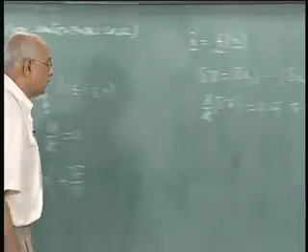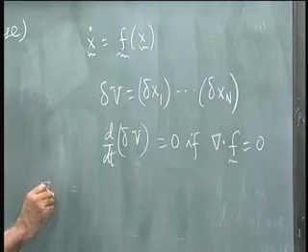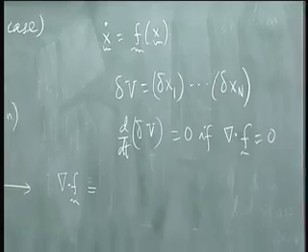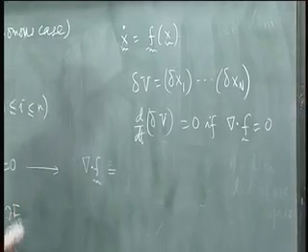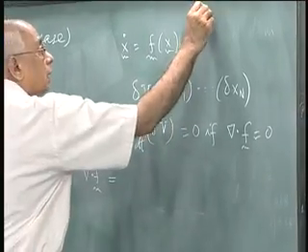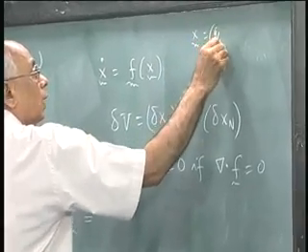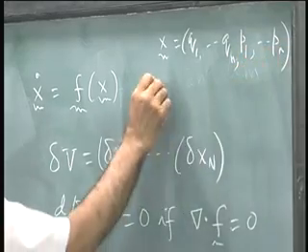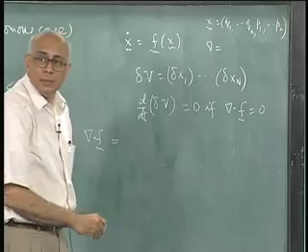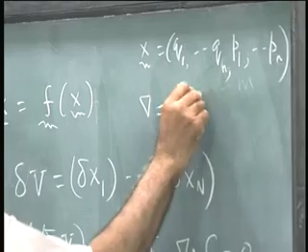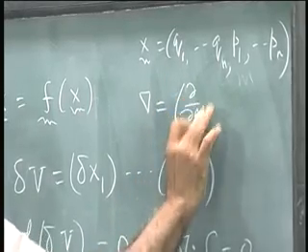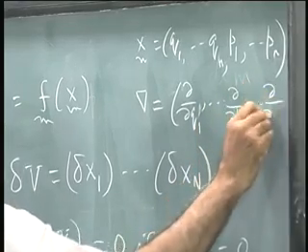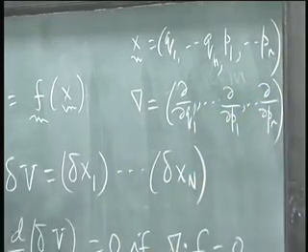What should you do? So I have del dot f in the present case, equal to, remember that the coordinates in my problem are x equal to q1 up to qn, p1 up to pn. And what is the del operator? The derivatives with respect to these: delta over delta q1, delta over delta p1 up to delta over delta pn.